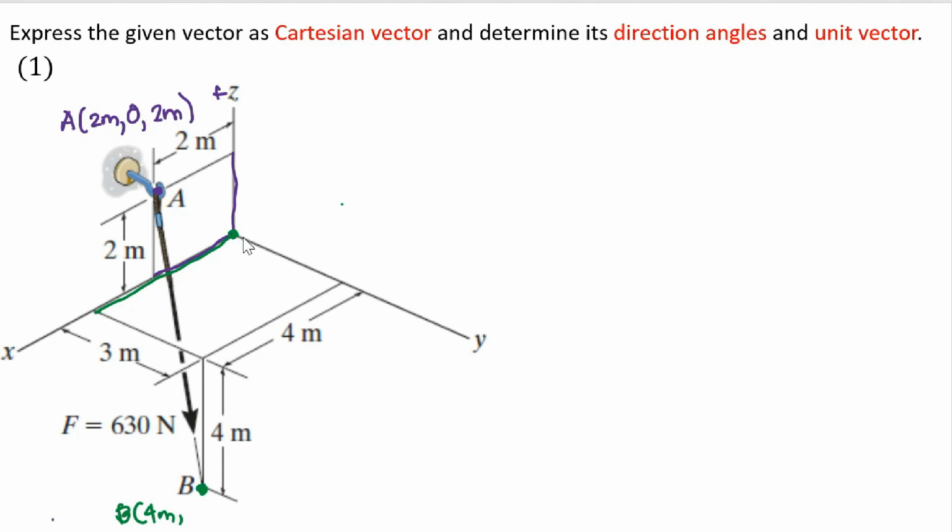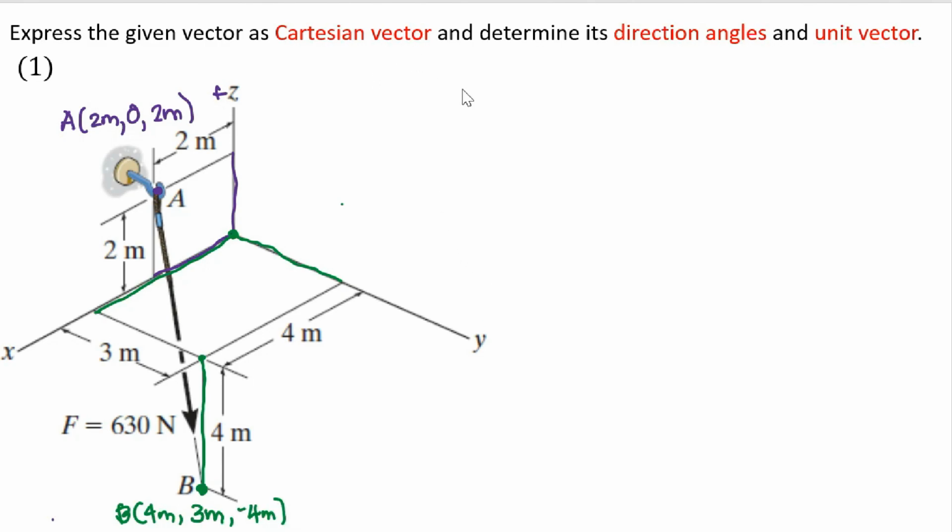While for y, that is this distance. What will be the distance of that along y? That is 3 meters. And for z, let's assume this is the origin because it's aligned to the origin. What will be the distance of that? That is 4 meters. Since this distance is below the origin, that is negative z, so that is negative 4 meters.